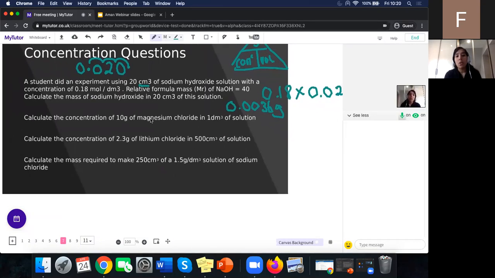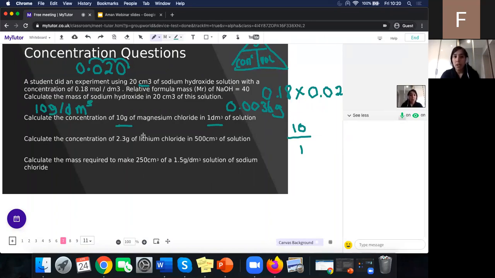Calculate the concentration of 10 grams of magnesium chloride in 1 decimeter cubed of solution. So we've got them in the right units there, 10 grams, 1 decimeter cubed. The concentration is the mass divided by the volume, so 10 divided by 1. That gives us a nice concentration of 10 grams per decimeter cubed. Remember to always give the units, so grams per decimeter cubed.